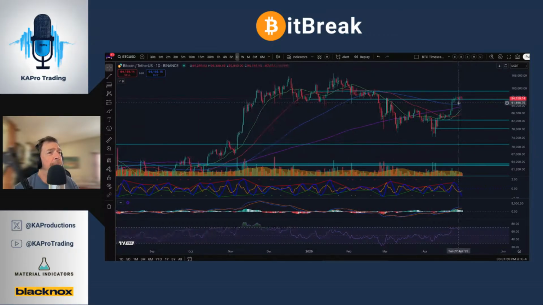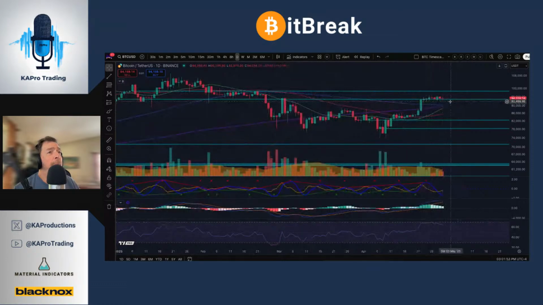Falling through this level, as I said at the top of this wick, was kind of expected because we had seen 1, 2, 3, 4 wicks in the past week, and now 5 wicks in the past week. These were not a sign of strength to me.